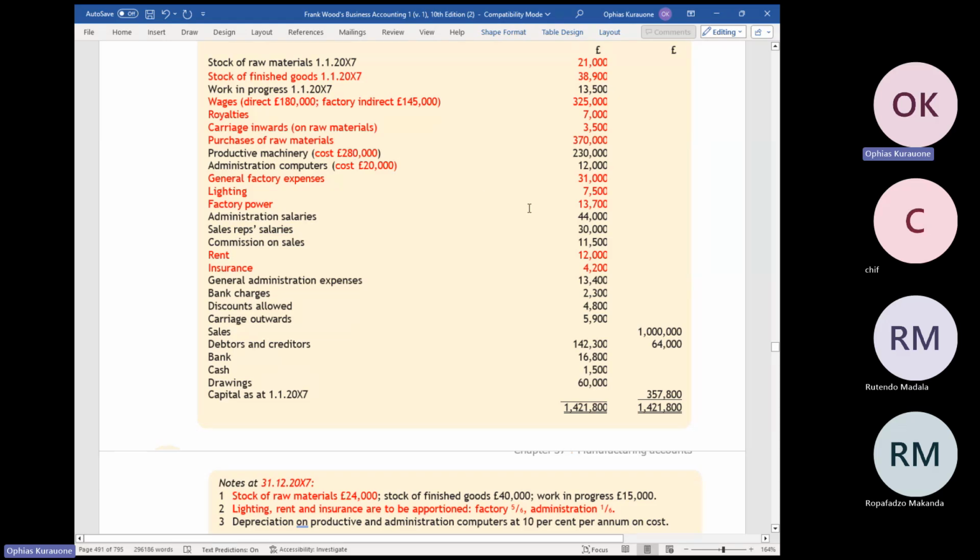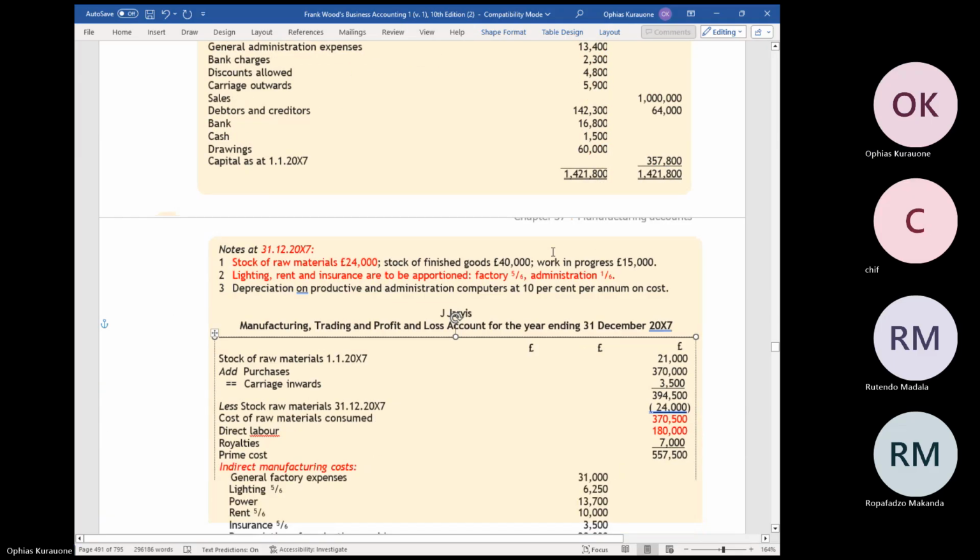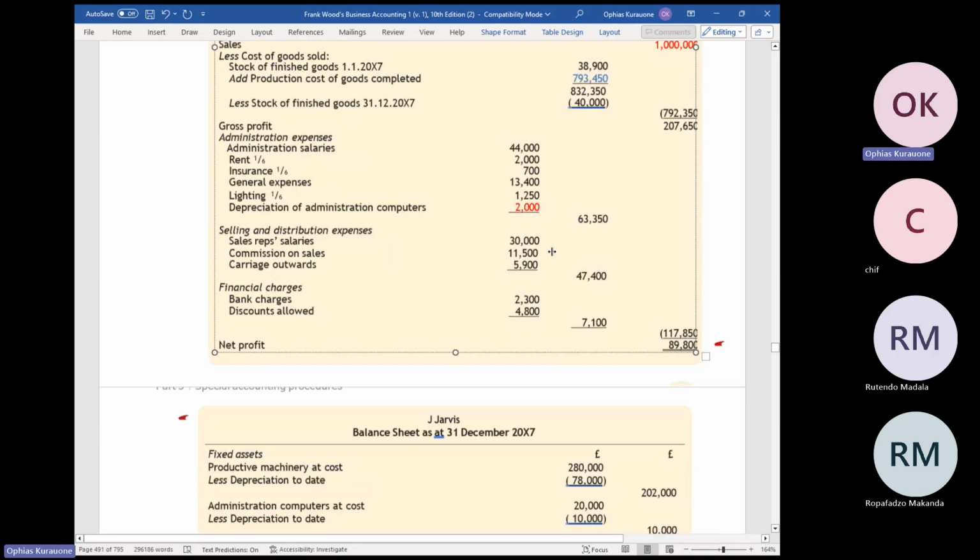Then after that, we say 28,000. We subtract it to get our net book value, which is the carrying amount, 280 minus 28,000 giving 230 here. That is our balance sheet figure.